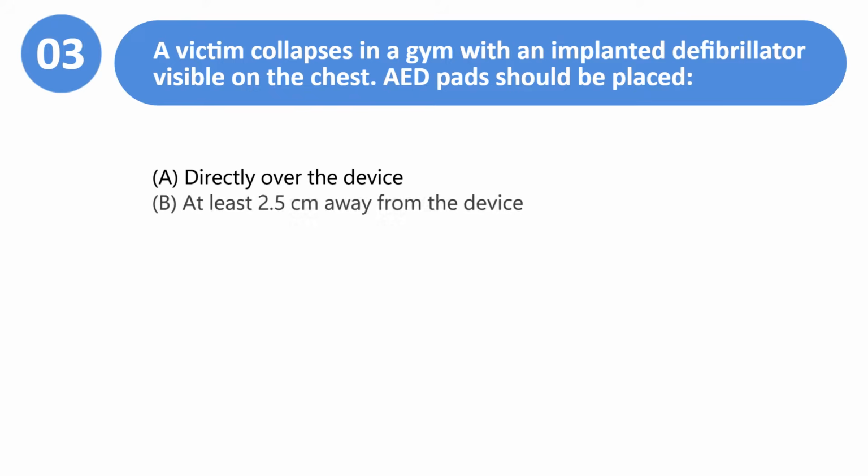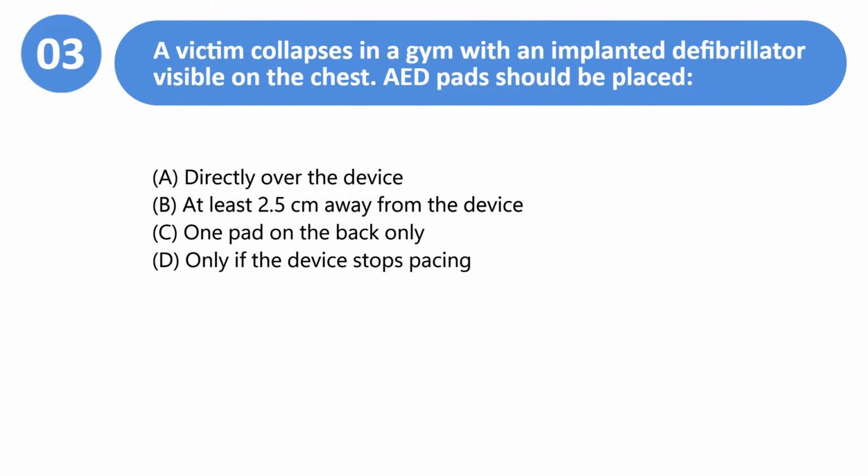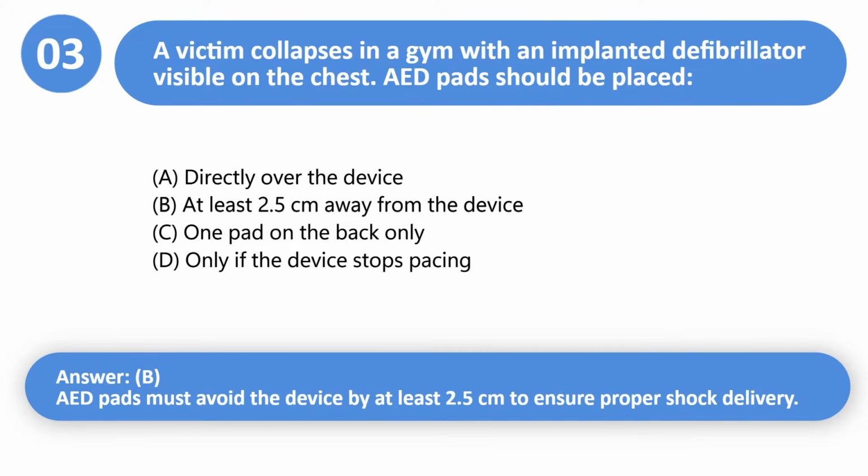A victim collapses in a gym with an implanted defibrillator visible on the chest. AED pads should be placed: A. Directly over the device. B. At least 2.5 centimeters away from the device. C. One pad on the back only. D. Only if the device stops pacing. Answer, B. AED pads must avoid the device by at least 2.5 centimeters to ensure proper shock delivery.